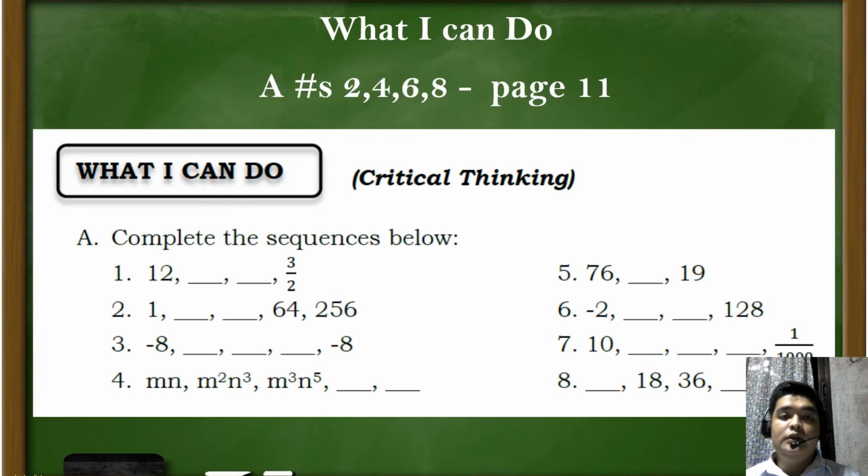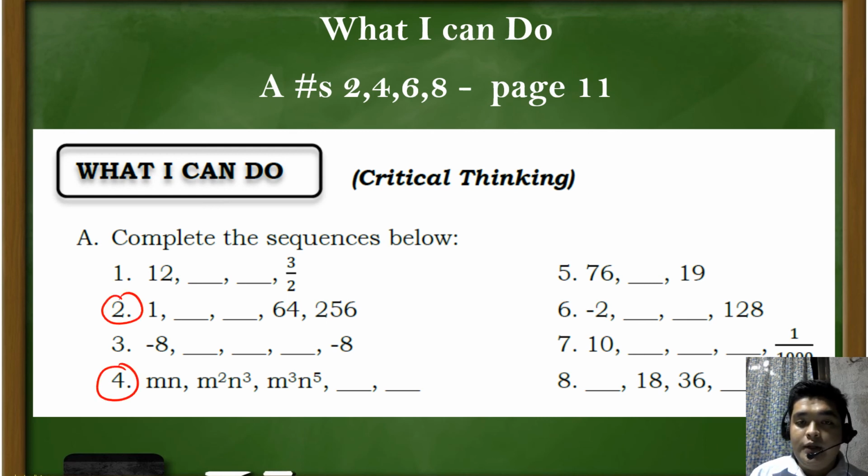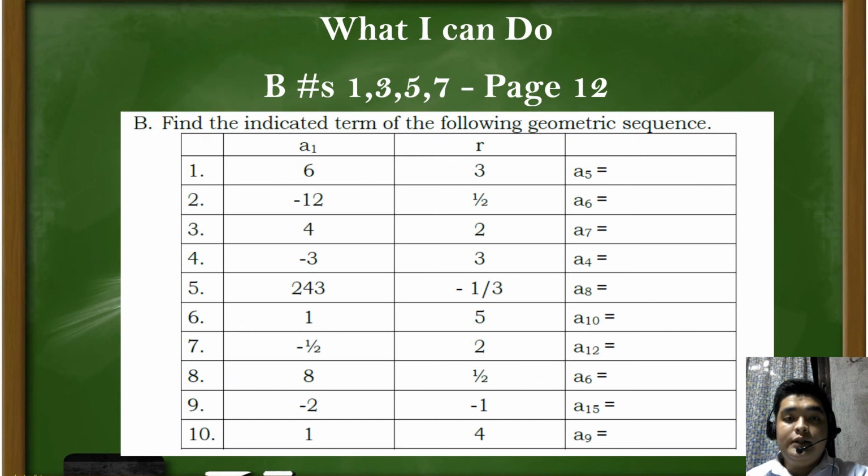For your activity, you need to answer What I Can Do. Letter A, numbers 2, 4, 6, 8, the even numbers on page 11. So you will answer only number 2, number 4, number 6, and number 8. Next is letter B, numbers 1, 3, 5, 7 on page 12. Again, 1, 3, 5, and 7 on page 12.